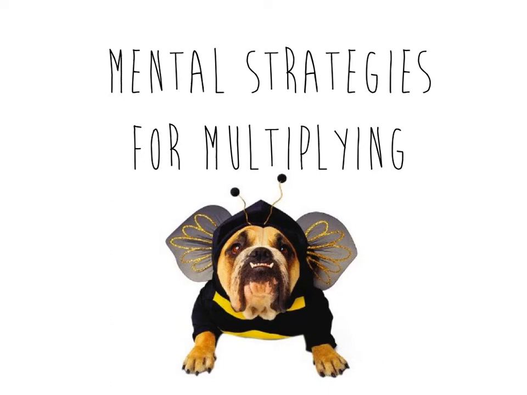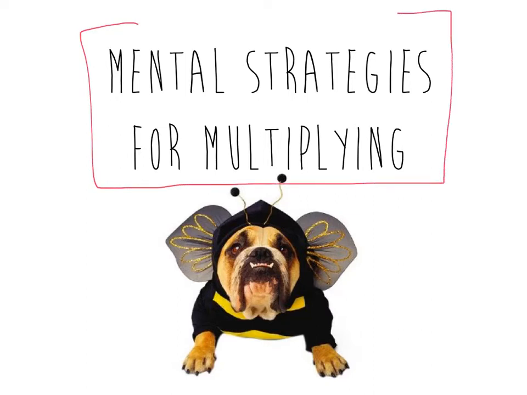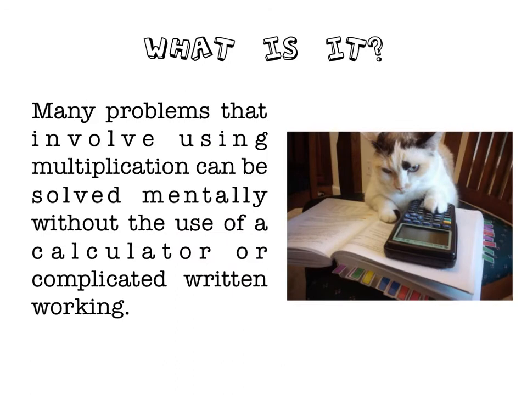Okay, Year 7, welcome to your video tutorial on using mental strategies for multiplying numbers. This is your heading today. You need to write this in a red pen or a different colour into your rule book. Okay, underneath it you need to write the following.